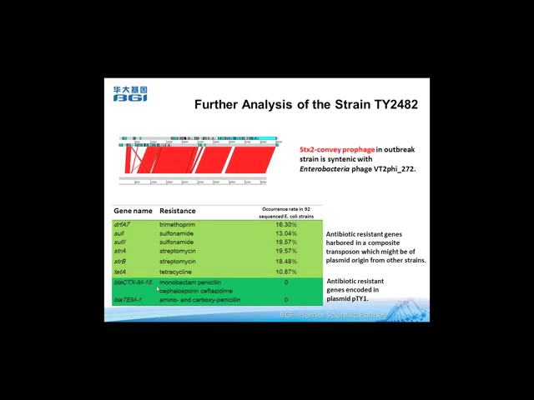And here is a list of these 8 different types of antibiotic resistant genes identified. The first 6 are in a composite transposon in the main chromosome, and you also see them showing up, although with low frequency, in other E. coli strains. And then the 2 showing up here are in the plasmid, and you don't see them anywhere else.